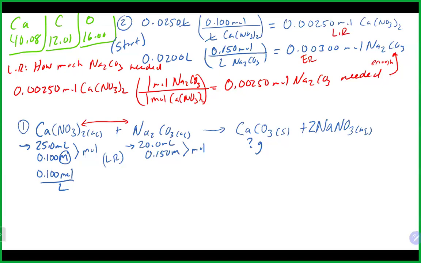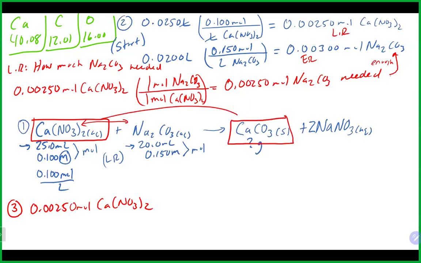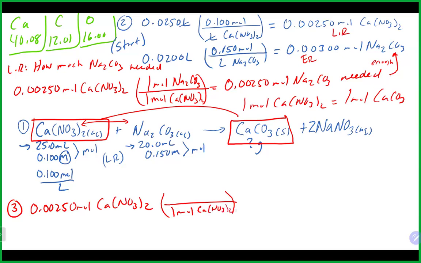Once we've determined that it is our limiting reagent, the rest of the calculation is just going to be our stoichiometry calculation. We're going to start with our limiting reagent, which is our 0.0025 moles of calcium nitrate. We will now do the mole-to-mole relationship between that and our product, which looks like it is 1 mole of calcium nitrate to 1 mole of calcium carbonate. So that's not too bad either. 1 mole calcium nitrate, 1 mole calcium carbonate. Moles of calcium nitrate cancel, gives us 0.0025 moles of calcium carbonate.